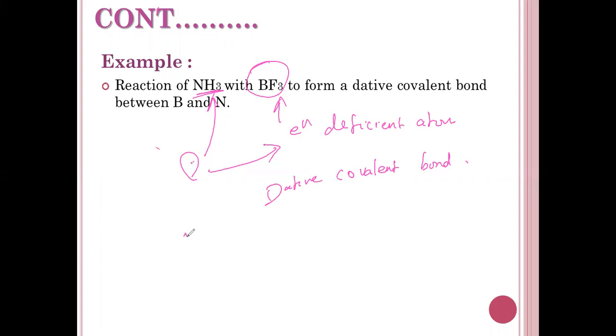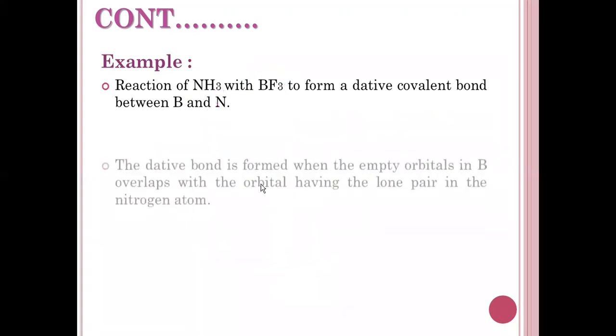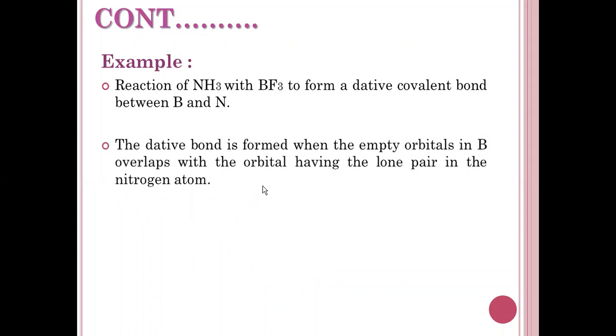So here, when NH3 reacts with BF3, who is going to participate? Nitrogen and the boron. Nitrogen is giving, boron is accepting. This is the simple structure of this. Let's talk about this in a little more detail. The dative bond is formed when the empty orbital in B overlaps with the orbital having the lone pair in the nitrogen atom.